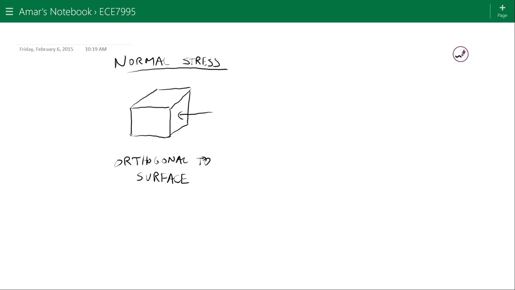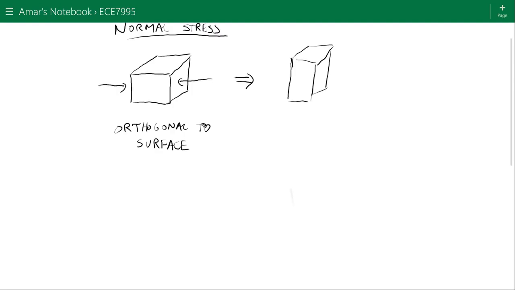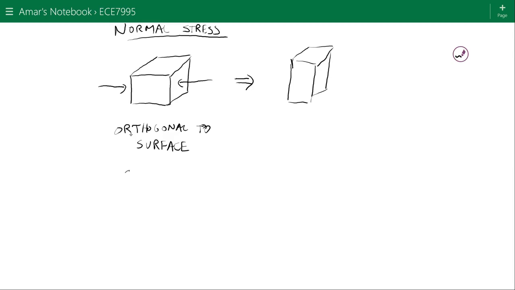So if we were to apply pressure or normal stress, which is orthogonal to a surface, this would cause the shape to deform this way. Now shear stress is applied parallel to the surface.